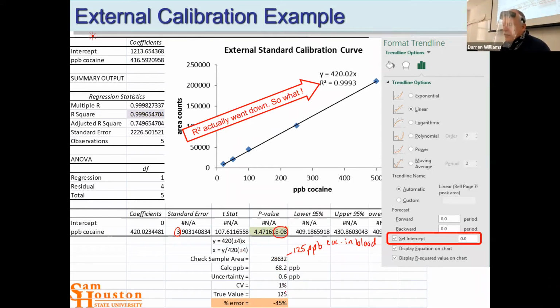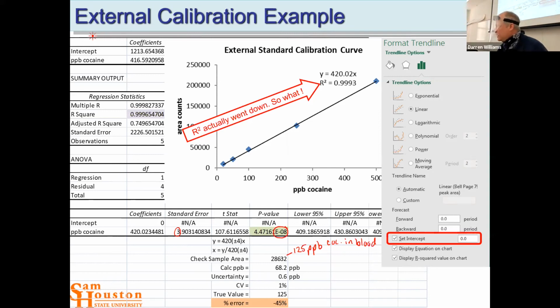So here's our true value. We calculate that difference between our calculated value and the true value, and we find our percent error. And so this is saying the sample doesn't have cocaine. The sample has 125 parts per billion cocaine in blood, and our external standards were done with organic solvents. And so something's happening to that cocaine in the blood matrix.